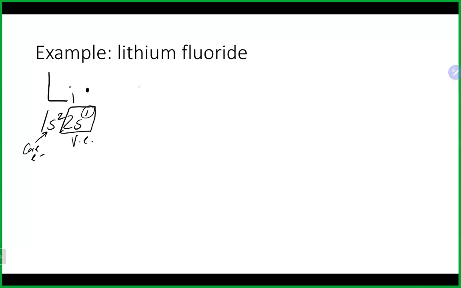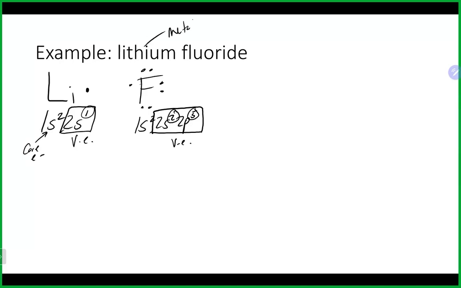And fluoride, which is fluorine, is group 7. So it's got 7 valence electrons. If we did the electron configuration, 1s2, 2s2, 2p5, these are on the highest energy level. 2 and 5 is 7. Those are the valence electrons that we actually see in the picture here. By the way, lithium is a metal, and fluorine is a non-metal.